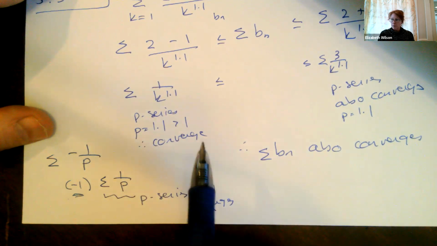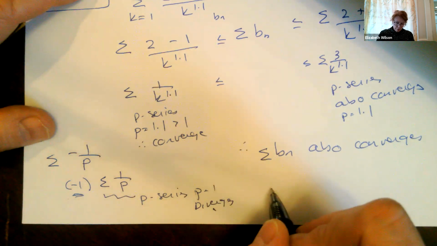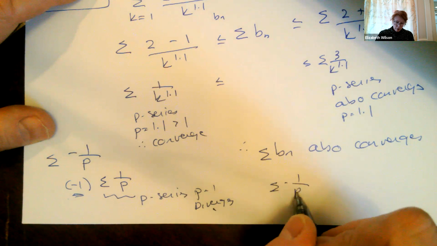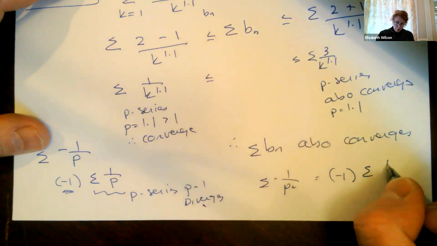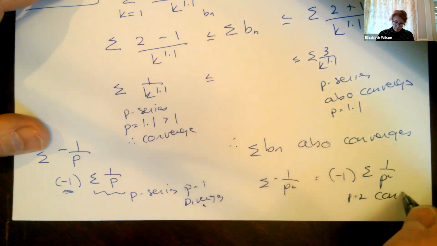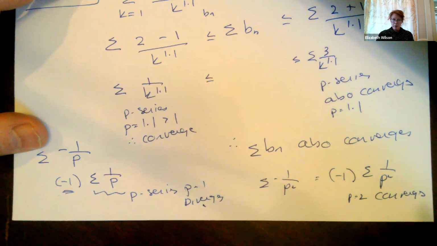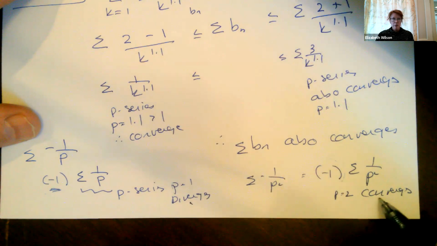And I think probably the same thing would be true if this was negative 1 over p squared. Then this would become minus 1 times 1 over p squared, which is p equals 2. This converges, right? This is a convergent p series, and I think it's just a negative multiplier on a convergent p series.